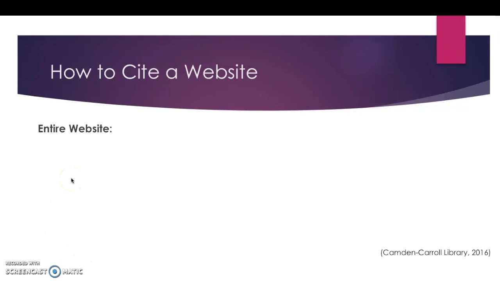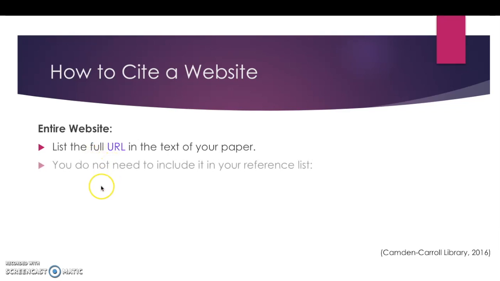Now we're going to look at how to cite a website. Here's some characteristics to look out for. You want to list the full URL in the text of your paper. You do not need to include it in your reference list if you're citing just an entire website.